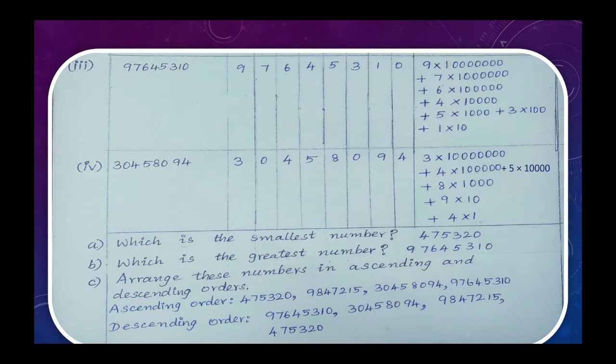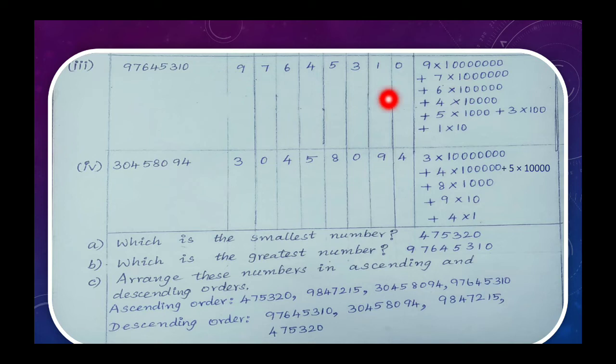This problem is having 8 digits. So ones, tens, 100, 1000, 10,000, lakh, 10 lakh, crore. This number starts with crore. So 9 crore 76 lakh 45,310. We have allocated all the digits from the right. Do not forget, from the right you have to fill the numbers in placement boxes.